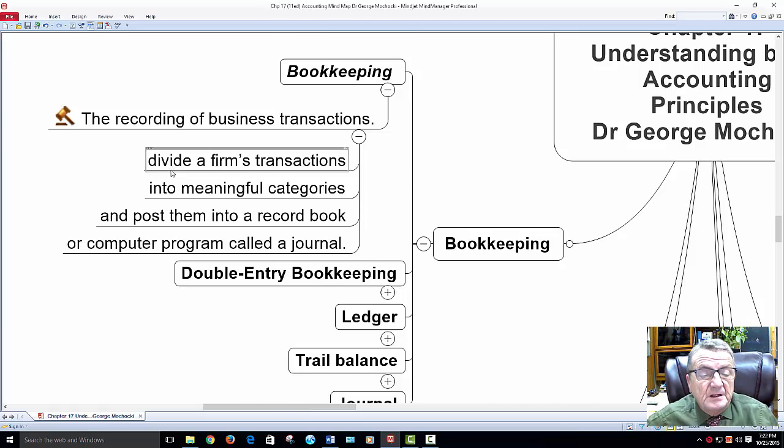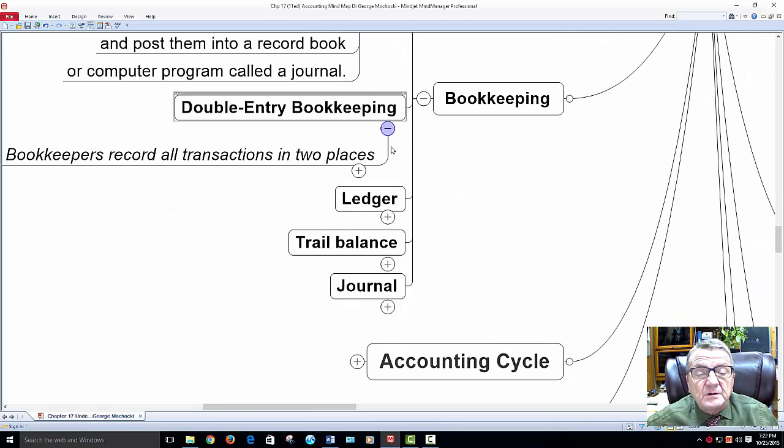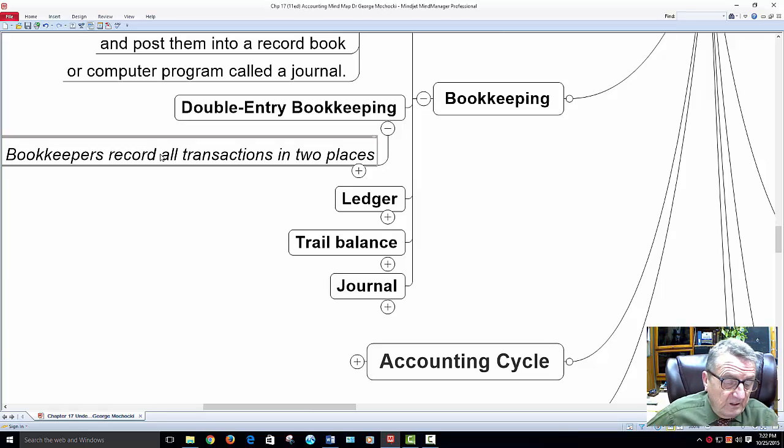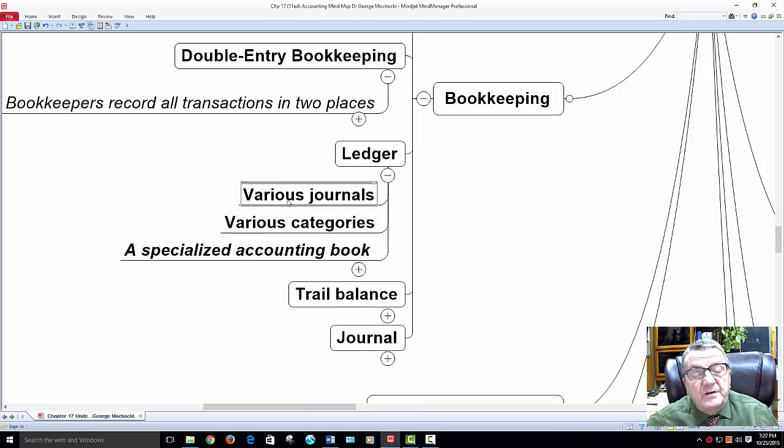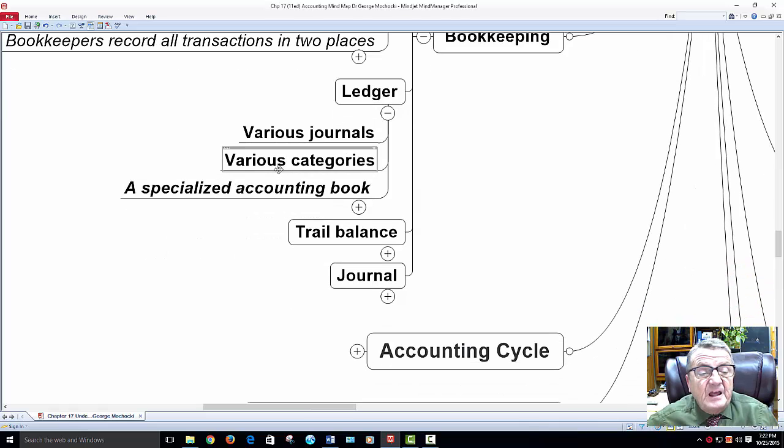That's what bookkeeping does. Now, when they talk about double entry bookkeeping, bookkeepers record all transactions in one place. So I paid a bill, so cash came out, right? But then I also got service for that, so I got something in to offset that. You see what I mean? So I have two entries that tie each other together.